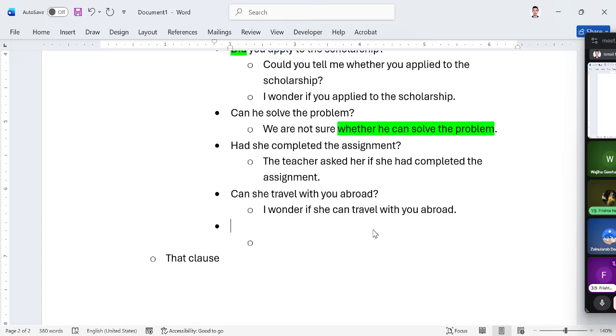Then when we change it to the noun clause, it's like this: I wonder if she can travel with you abroad. This sentence that we changed, does it have positive meaning or negative meaning? It means question meaning or positive meaning? The shape or the style of this sentence is positive. But how about the meaning? Is it question meaning or no? It's positive meaning.